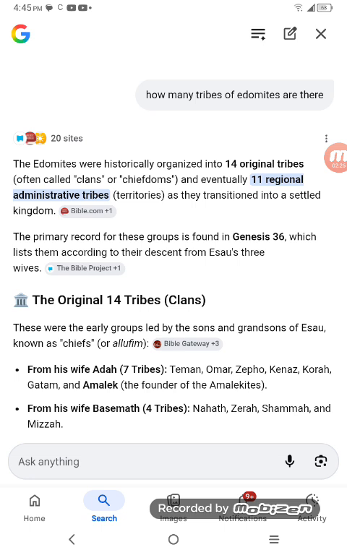So I'm going to go ahead and just read this particular information. It says the Edomites were historically organized into 14 original tribes. Now, I just looked this up on AI, so I'm just reading. This just came to mind, so I'll investigate that because we got 13 tribes. But it's just the information out there. It says often called clans or chiefdoms, and eventually 11 regional administrative tribes, territories, as they transition into a settled kingdom. It says the primary record for these groups is found in Genesis, the 36th chapter, which lists them according to their descent from Esau's three wives.